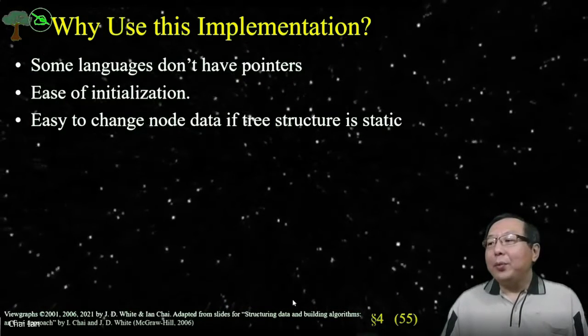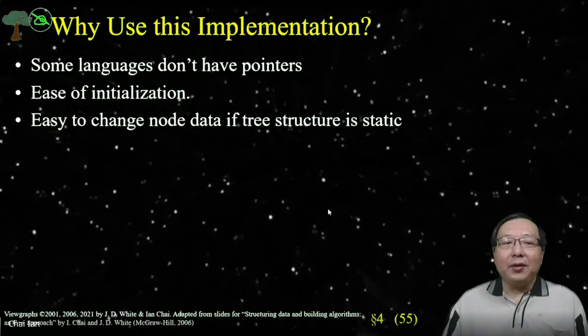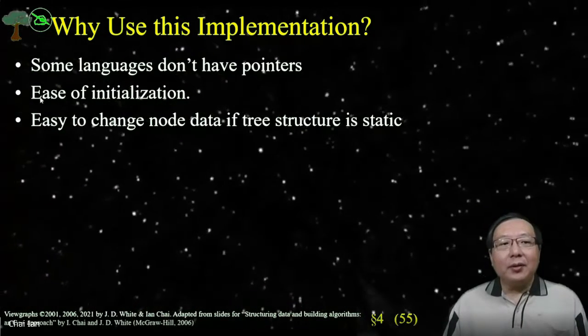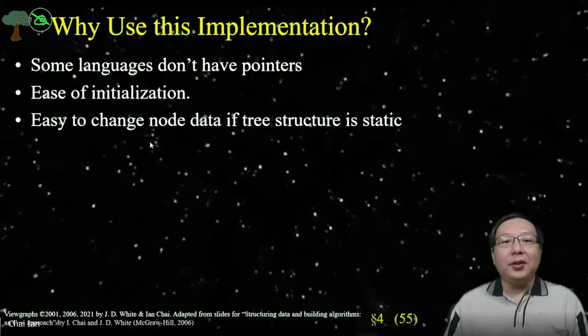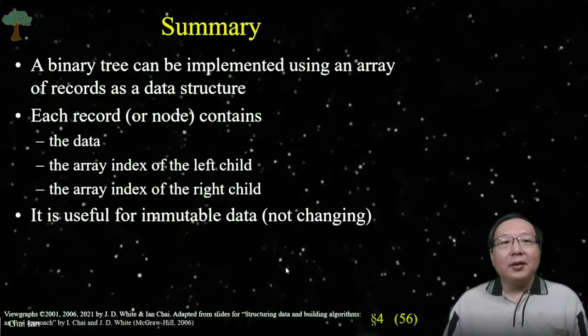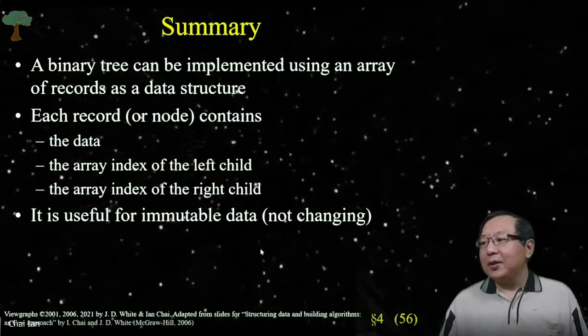Okay, now why would we use this implementation? Well, there are languages that don't have pointers, so you might use this implementation. But even with languages with pointers, there's the ease of initialization and it's easy to change node data if the tree structure is static. So a binary tree can be implemented using an array of records as a data structure.